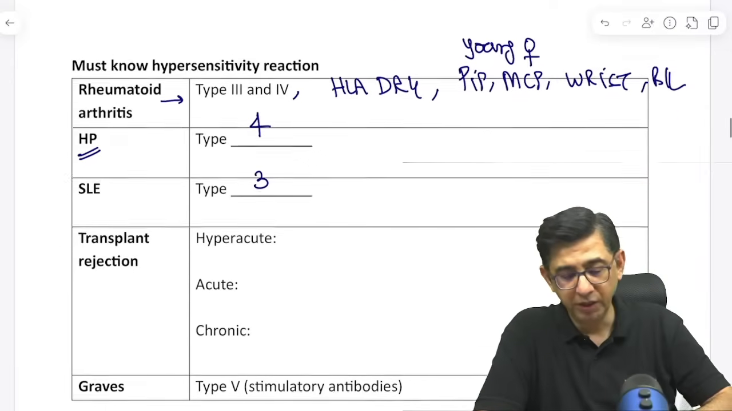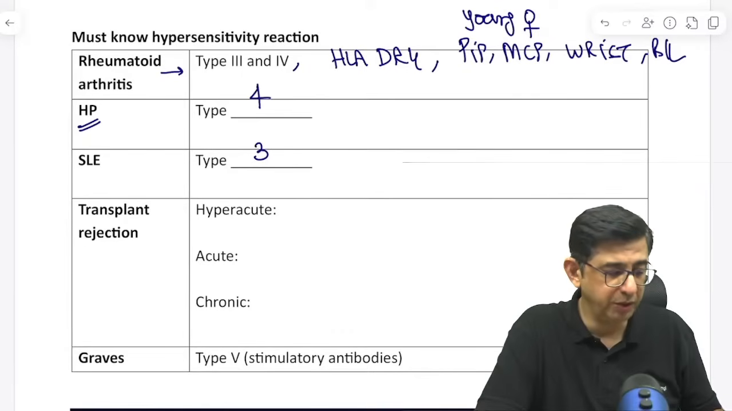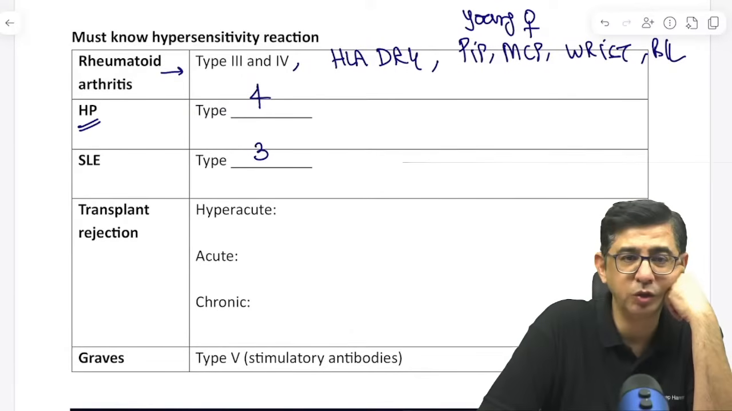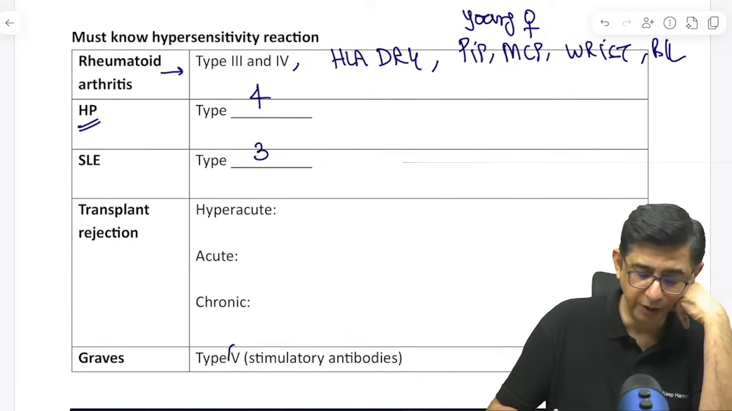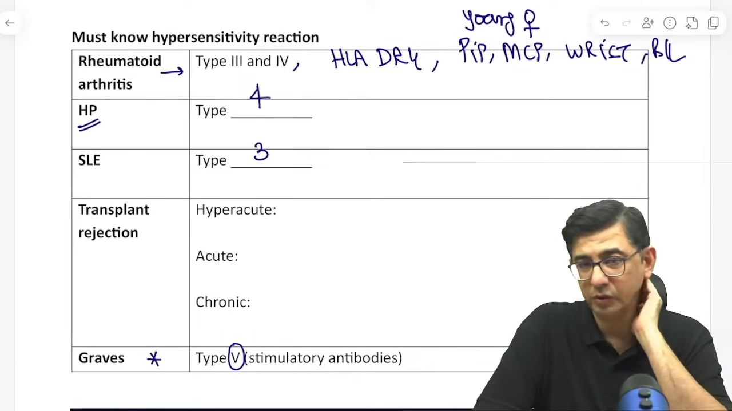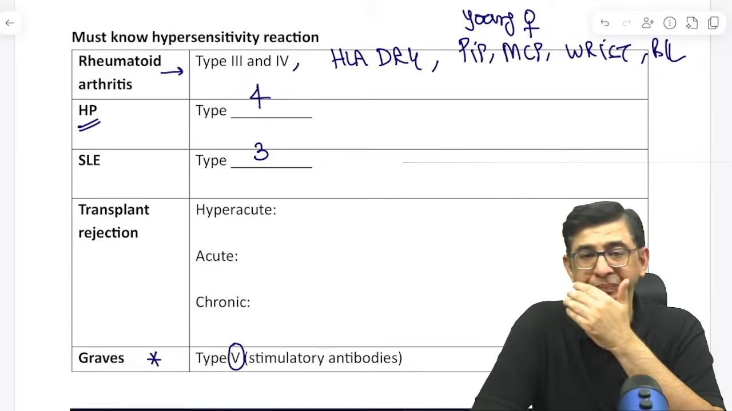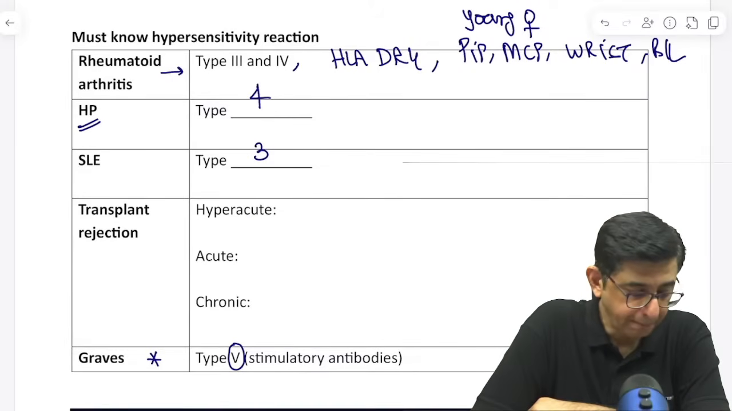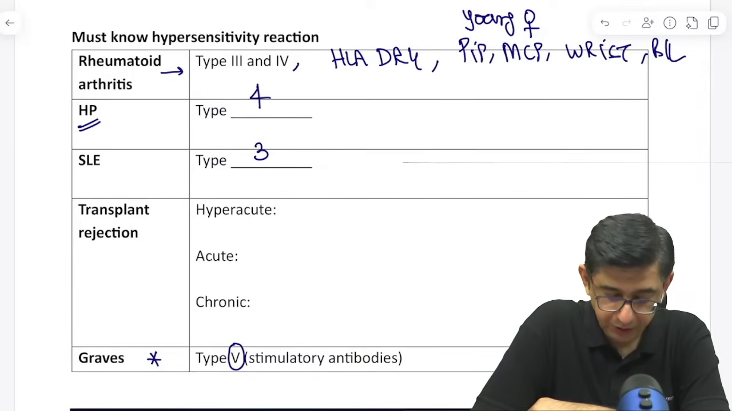This I think you guys can comment here. Say all three together, please. I would like everybody in the chat to comment. Don't say Graves. Someone had said Graves is also called type 5 because there are stimulatory antibodies. Yes guys. Answers for transplant rejection.